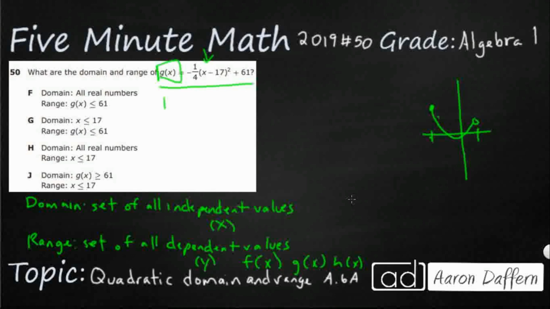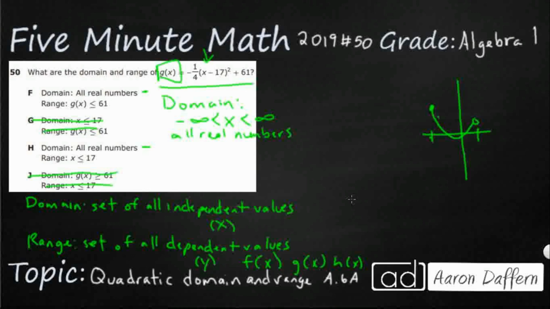So the domain is going to be, mathematically we would say, greater than negative infinity and less than infinity. Or if you want to use words, you would just say all real numbers. There's no restrictions on your x values. And as you can see, I've got two different options right there. Go ahead and get rid of j and g just because they don't even have that.